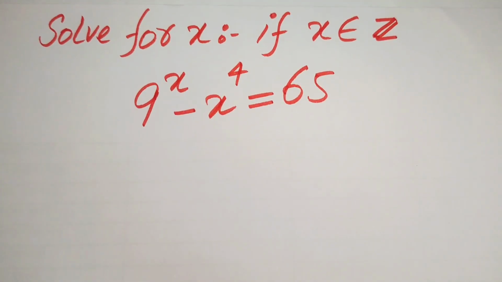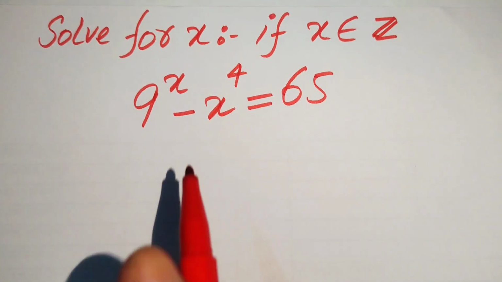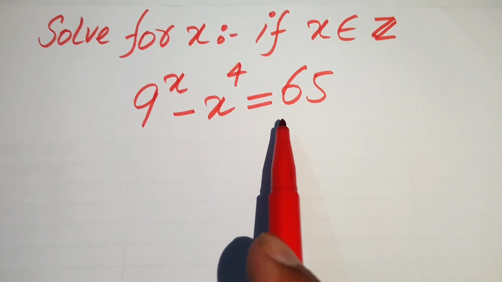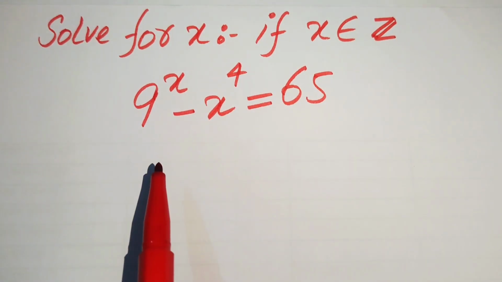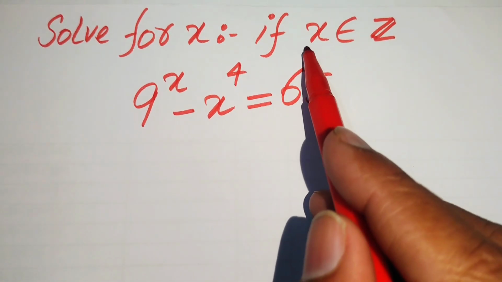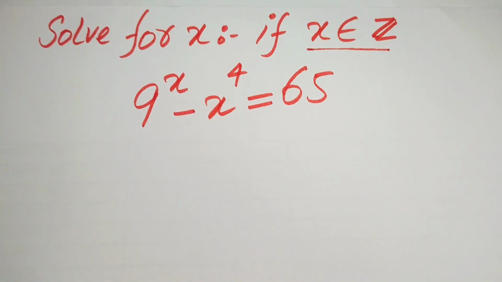Hello everyone, welcome to solve this nice exponential equation problem. If we have 9 to the power of x minus x to the power of 4 equals 65, we solve this problem for the integer values of x. Here we have one restriction: our x must belong to the integers.